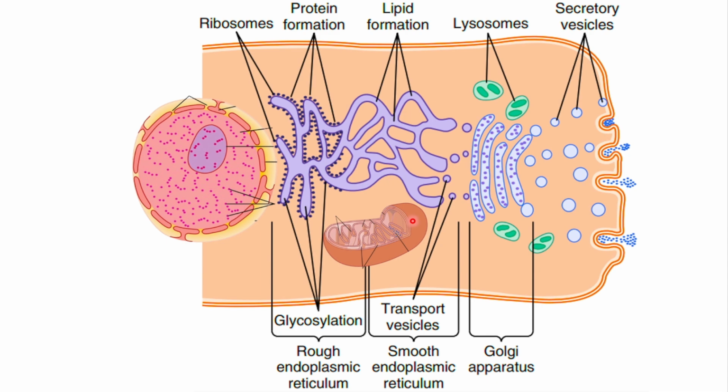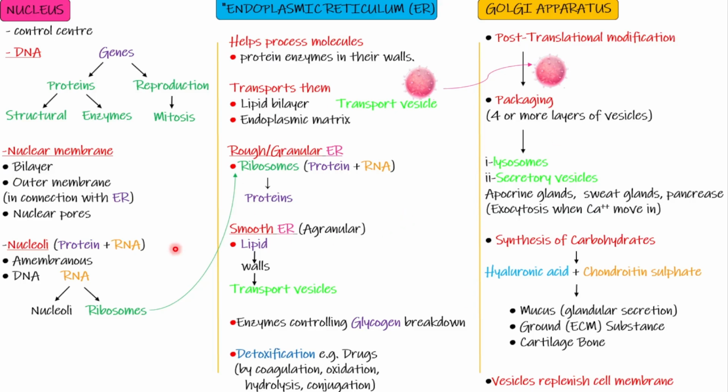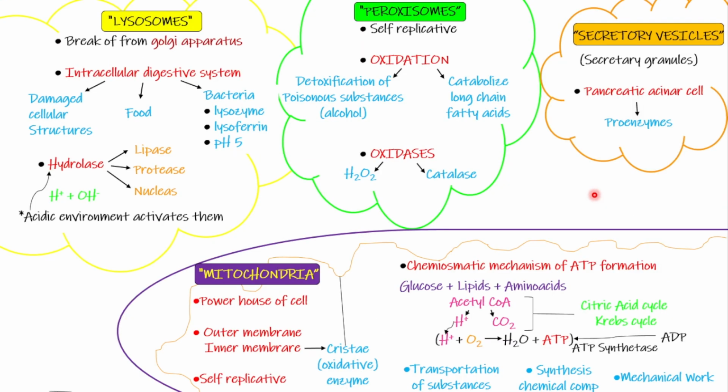Now let's discuss the whole story. This whole story is discussed in these two slides, where on the left side is the function of the nucleus, then the center is the endoplasmic reticulum functions, then we have Golgi apparatus functions. And then in the second slide we'll discuss the functions of lysosomes, peroxisomes, secretory vesicles, and mitochondria. So let's start the story. The whole story starts from the nucleus.